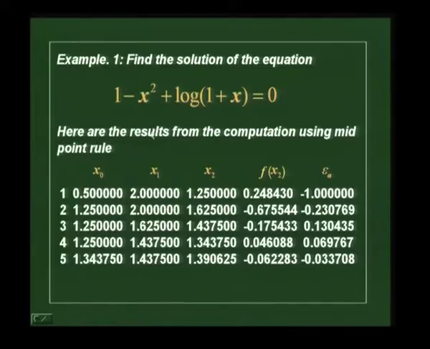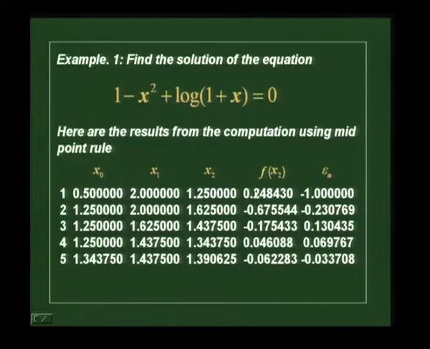That means my initial guesses x0 and x1 bracket the root. That's a technical term you would use: it's on either side of the root. Then I take the mean of x0 and x1, and I get 1.25. I look at the function value at 1.25, and it happens to be positive. Remember, x0 is on the positive side and x1 is on the negative side, so f of x2 is positive.